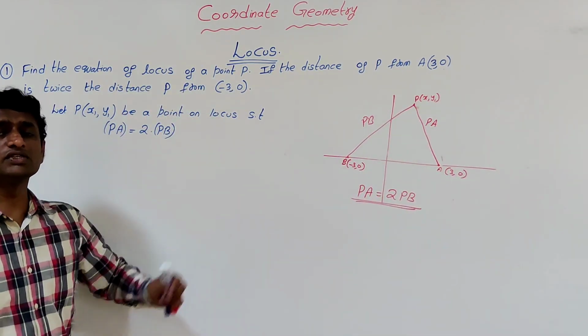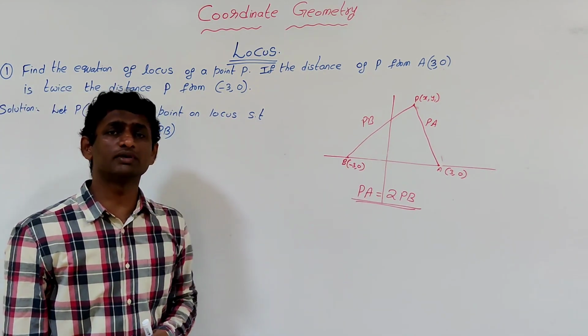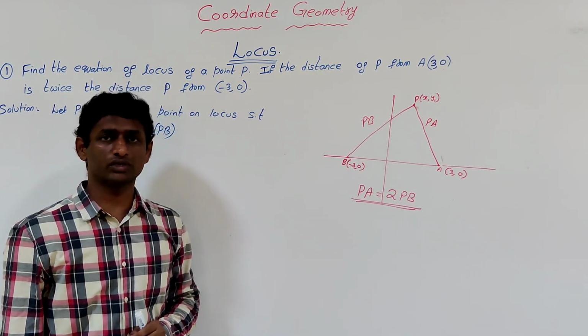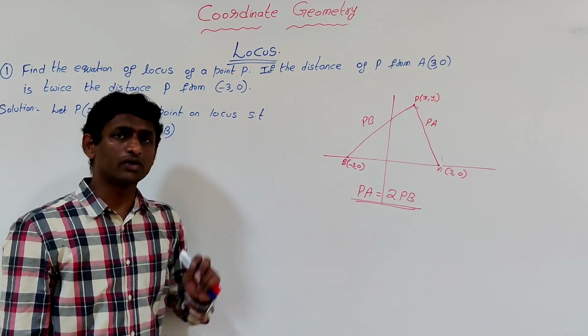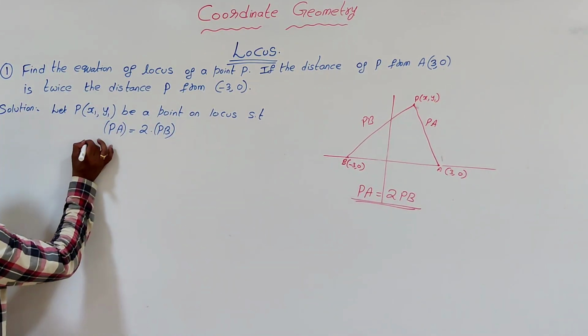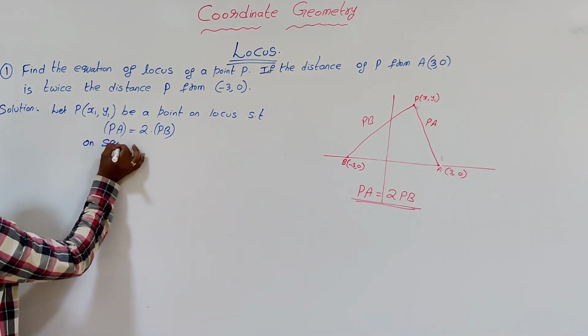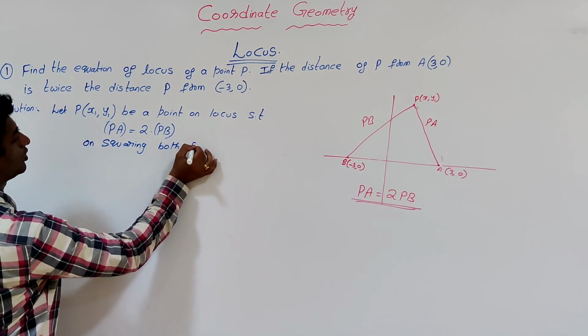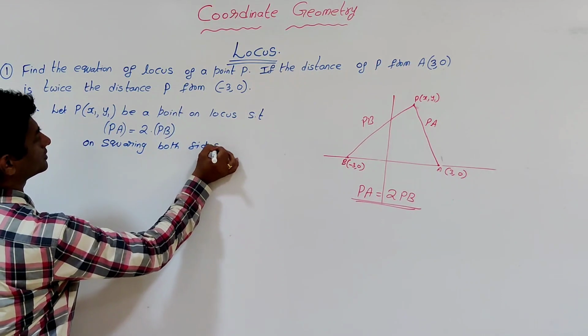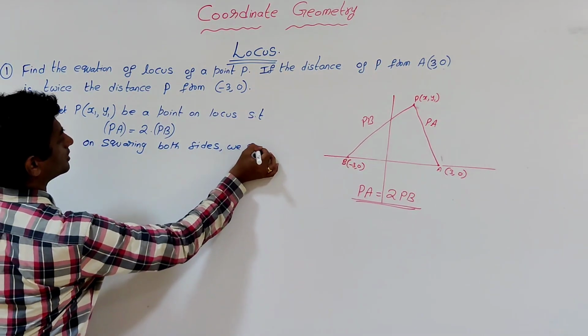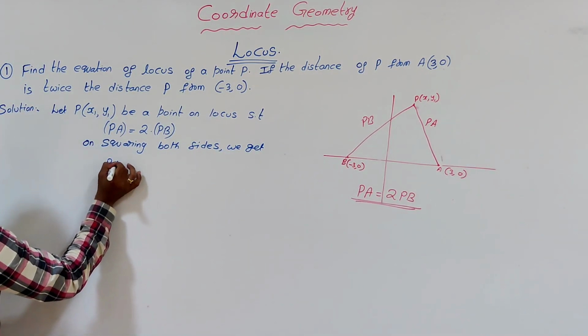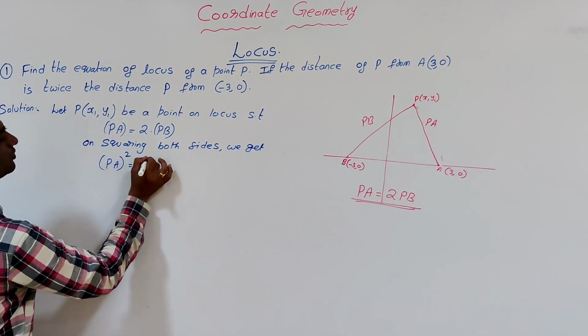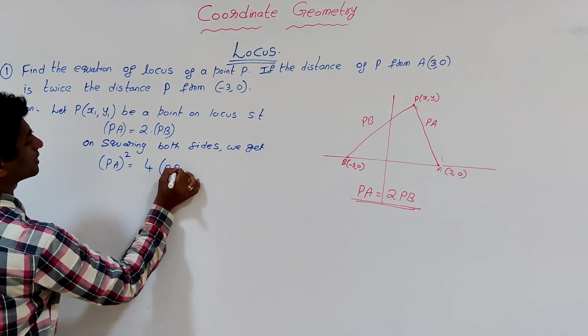As we know the distance formula, it is the square root of (x2 − x1) whole square plus (y2 − y1) whole square. In order to remove the square root, just square on both sides. On squaring both sides, what do we get? We get PA² is equal to 4 times PB².